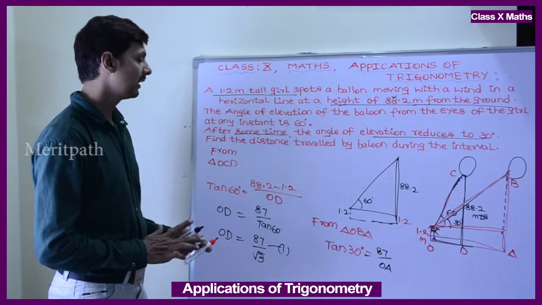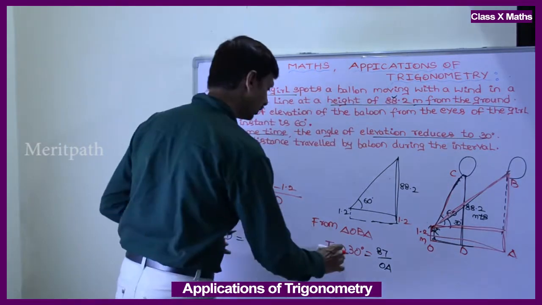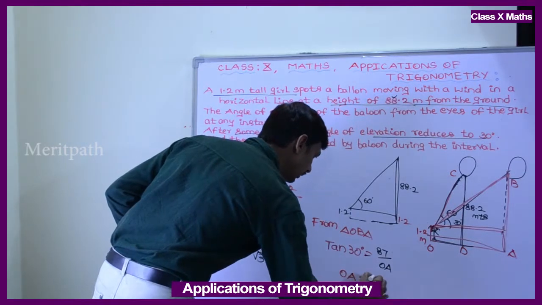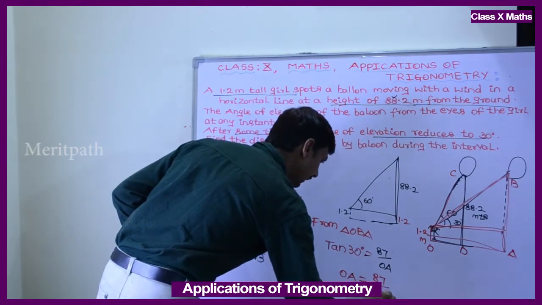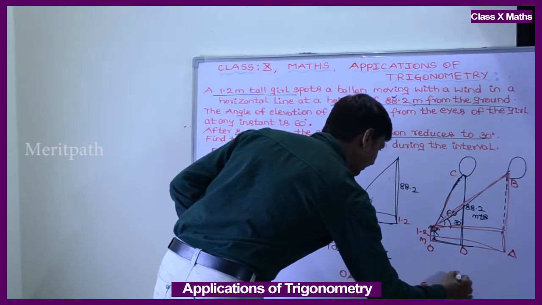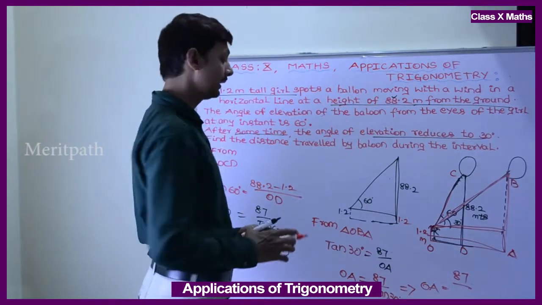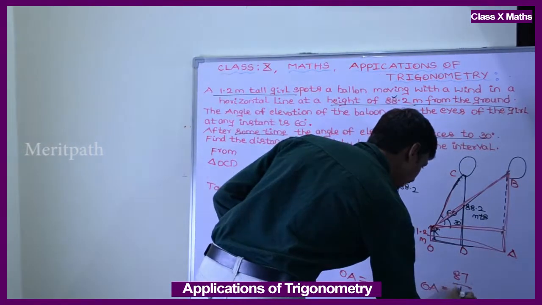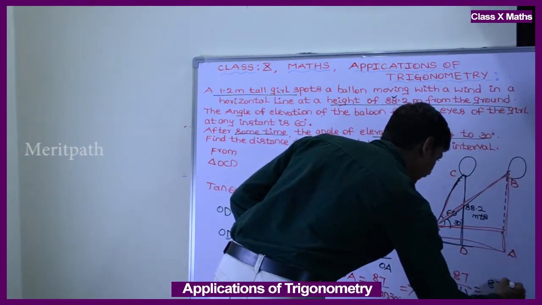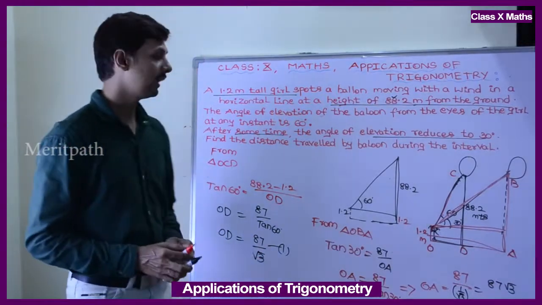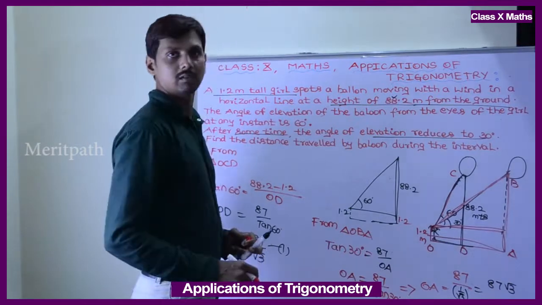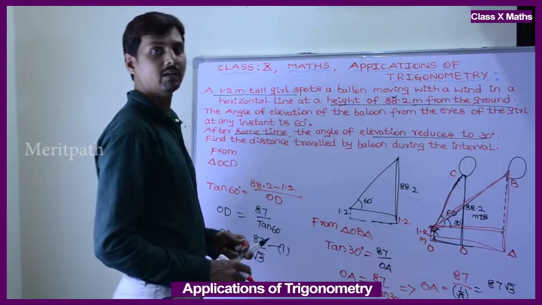It's OA. So let us find out the OA value after substitution of this. OA is equal to 87 by tan 30. So OA is equal to 87 divided by tan 30, and tan 30 is 1 by root 3. When we transpose this value, we get 87 root 3. So the distance from this point to this point is OA equals 87 root 3 meters.